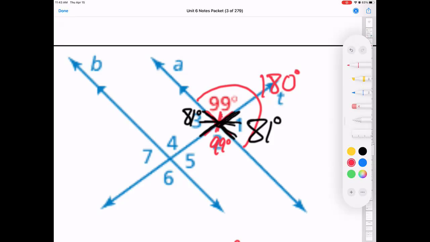Now to find all these other angles, 4, 5, 6, and 7, what we have to use is corresponding angles. We've got to use it to make that jump over to those ones. So as we're looking at angle 4, what we want to do is ask ourselves, which one would that be corresponding with?